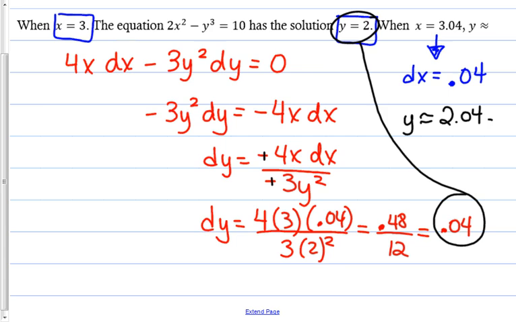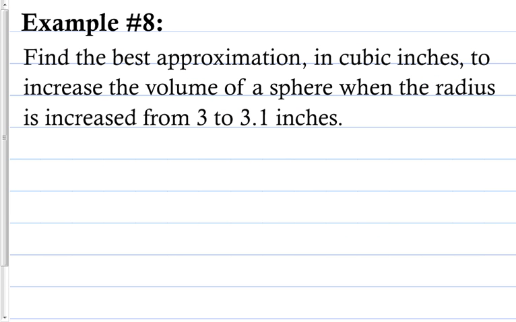All right, next. Example 8. Find the best approximation in cubic inches to increase the volume of a sphere when the radius is increased from 3 to 3.1. Okay, so again, information. Radius is 3. It got increased to 3.1. So dr, the amount it changed by, is 0.1. They're talking about volume. And volume of a sphere.